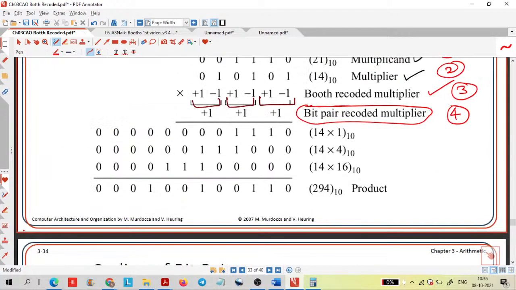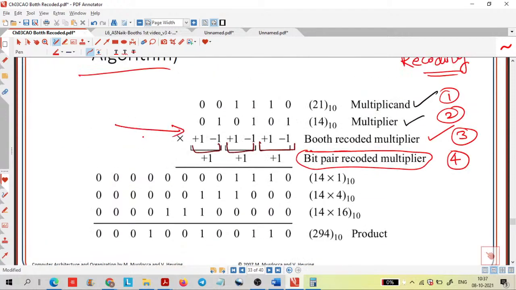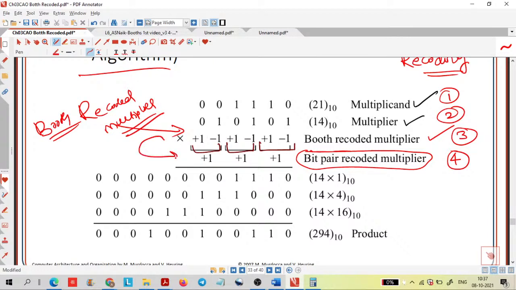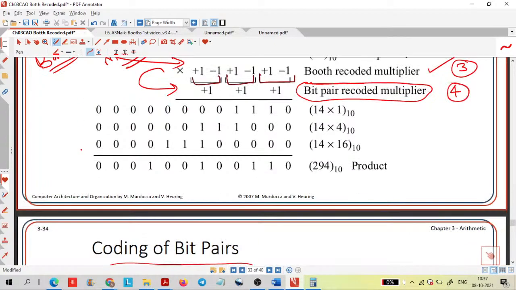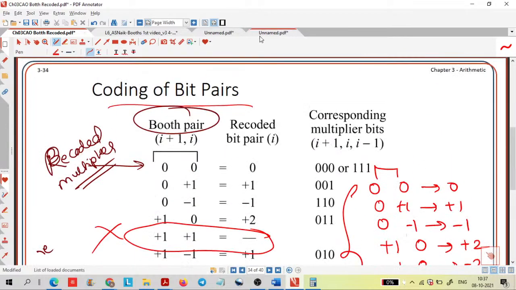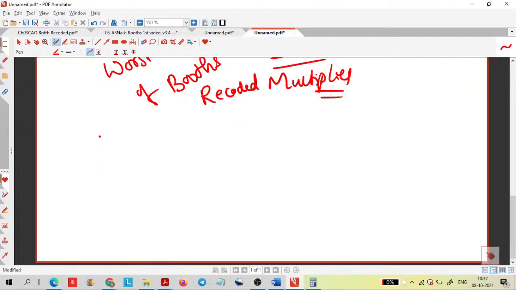When do we apply this? After performing the both recoded multiplier, you have to perform this one. Now I'll just write one example. Suppose like 0 1 1 0 1 1 0 1 0 1 1 0. This is a multiplier.